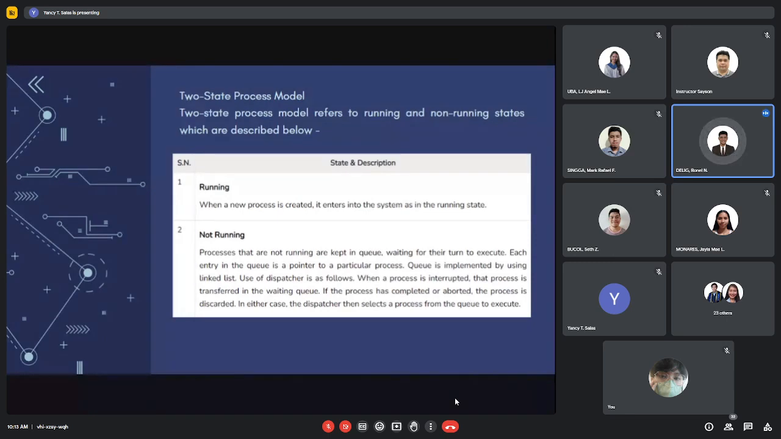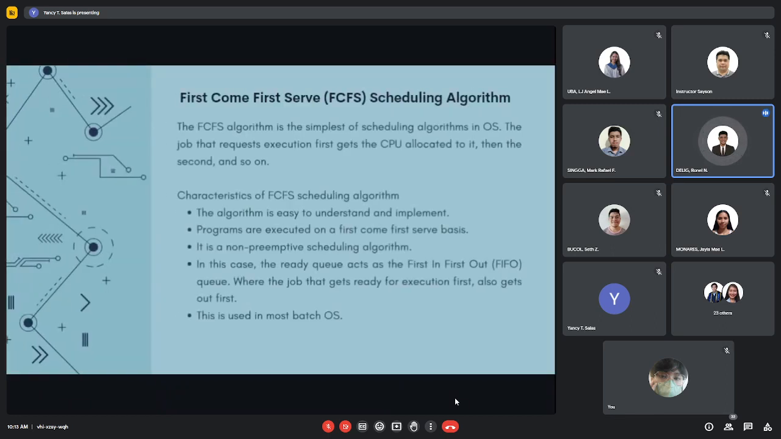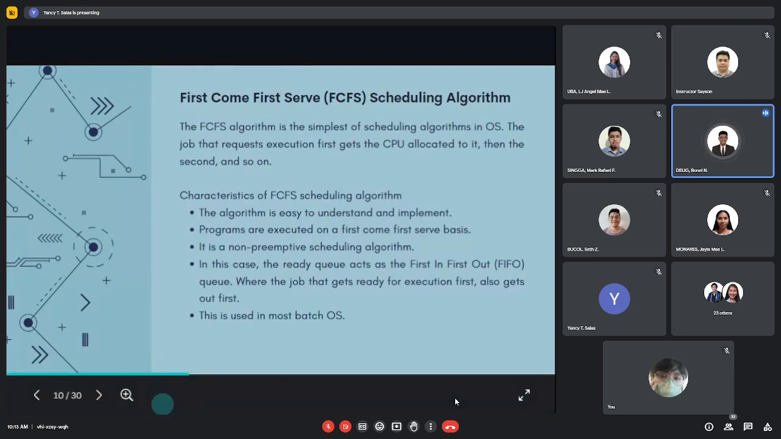So, these are the process scheduling policies and criteria. So now we proceed to process scheduling algorithms, which will be reported by another reporter.